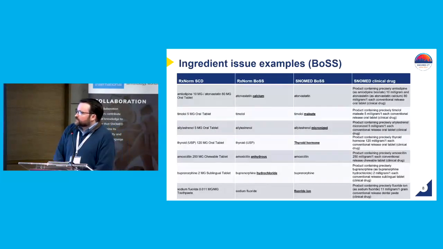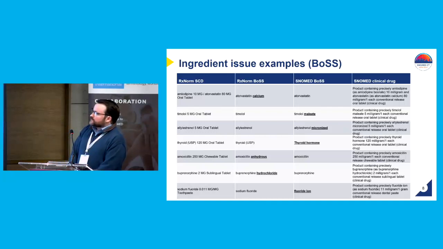Here are some examples of ingredient issue, examples of basis of strength substance. As you can see, in columns 2 and 3, we underline these differences. So this is just a simple table. You can see varying dose forms and their ingredients.